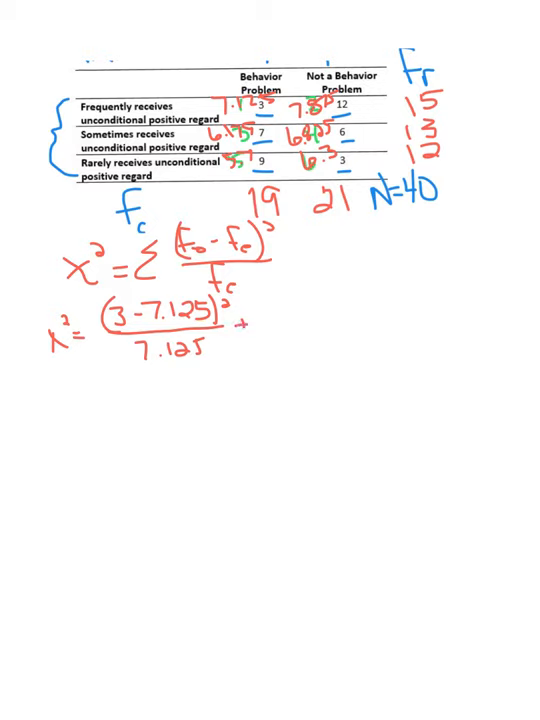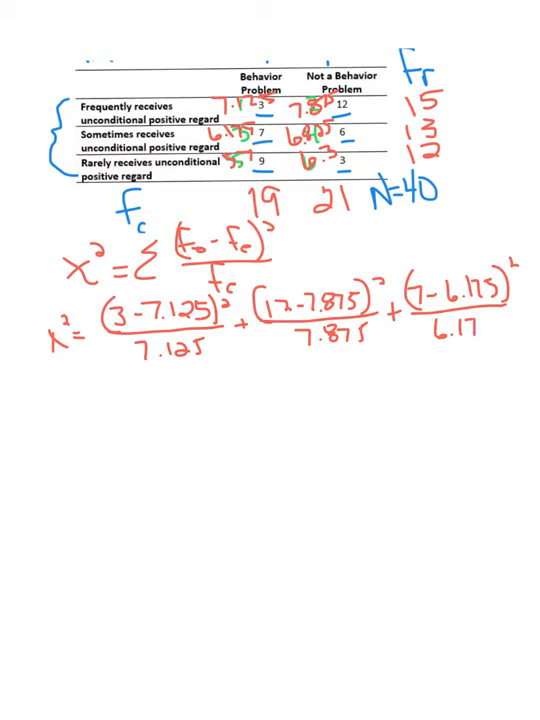for cell 2, we have 12 minus 7.875 squared divided by 7.875, plus, now we'll go to cell 3, 7 minus 6.175 squared divided by 6.175. Sorry, this is messy.